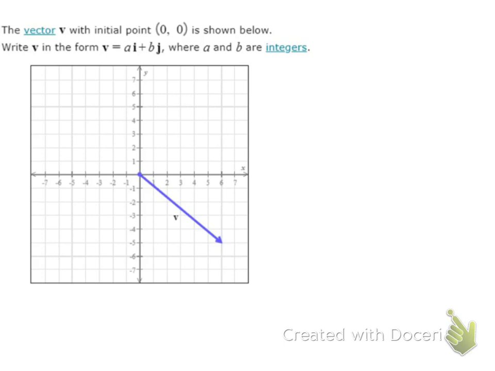Here's the same thing, so we're writing vector v in ai plus bj form. If we look at the horizontal component, we go 6 units to the right, and the vertical component is -5 units. So we would say the vector is 6i minus 5j.